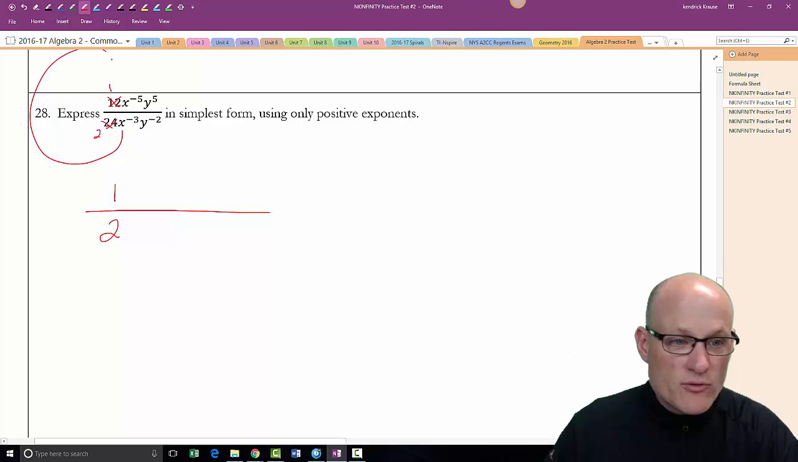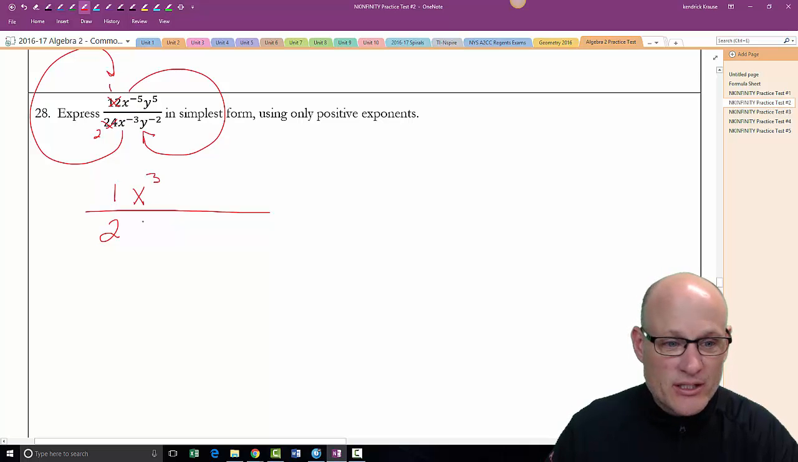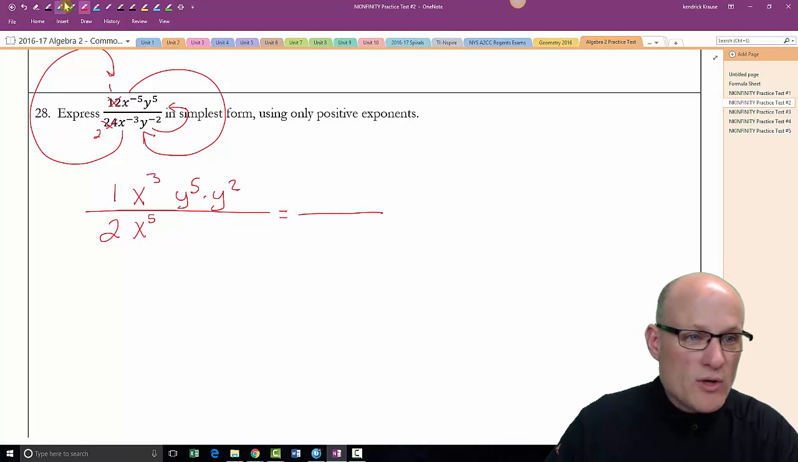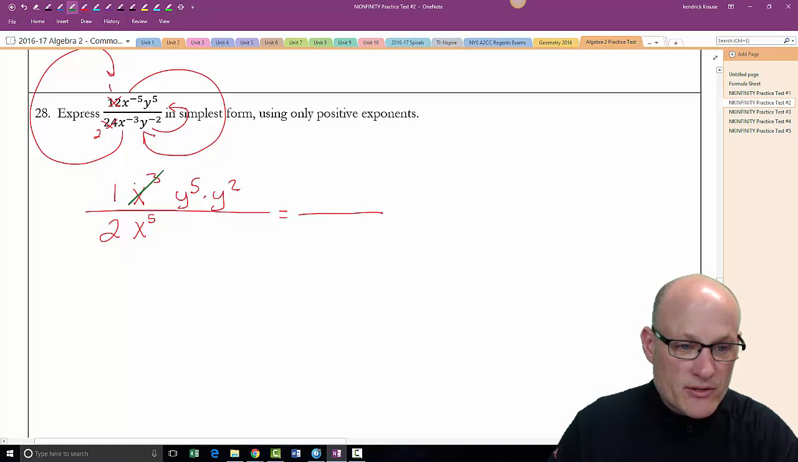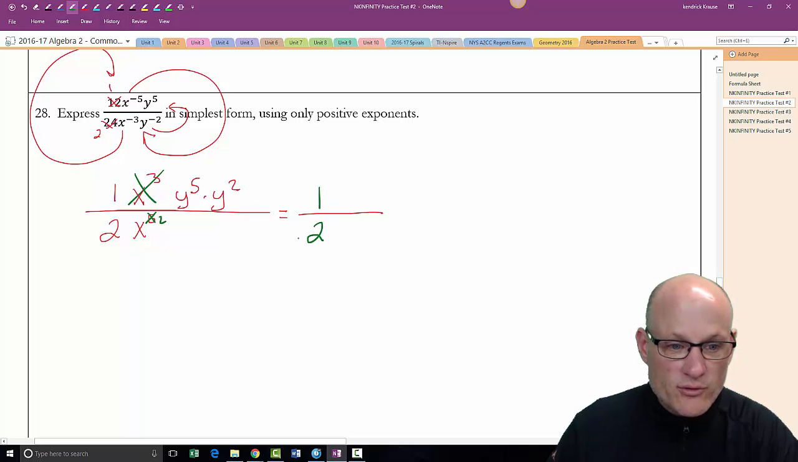Now, if they've got a negative, they're going to move. So those negative 3 are going up, these negative 5 are coming down. So it becomes x to the positive 3, x to the positive 5. And then these just come up. So I end up with y to the 5th times y squared. So what's that equal to? Well, who has more x's? The denominator does. It has 2 more. So we'll leave 2 down there. We still have the 1, we still have the 2, and the x squared stays down here.